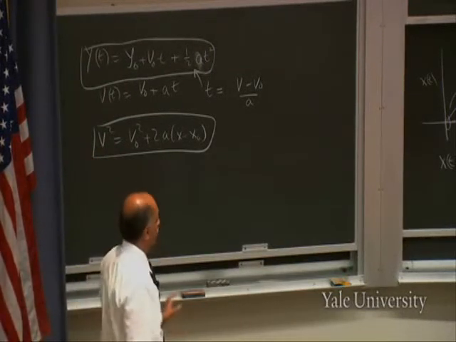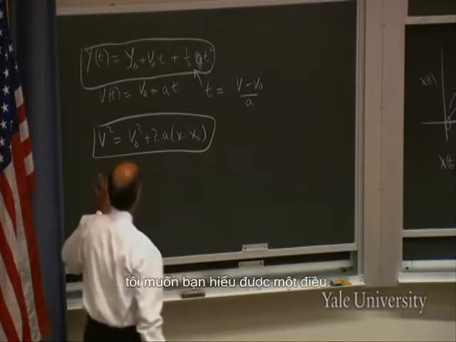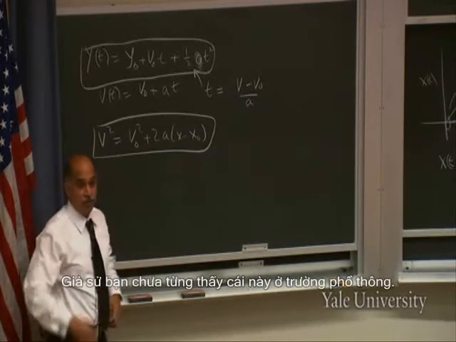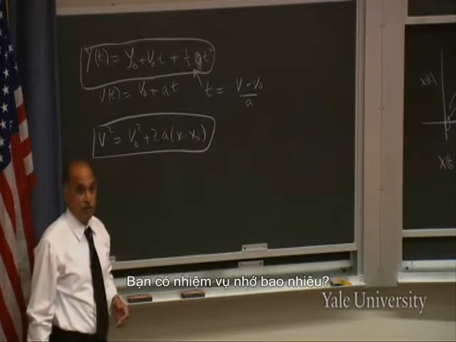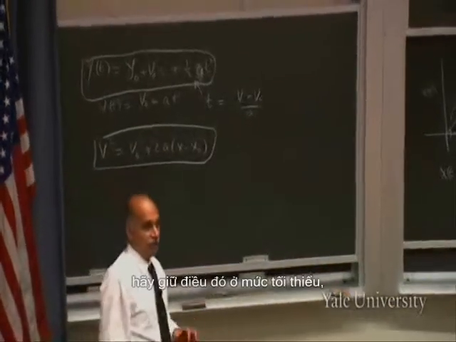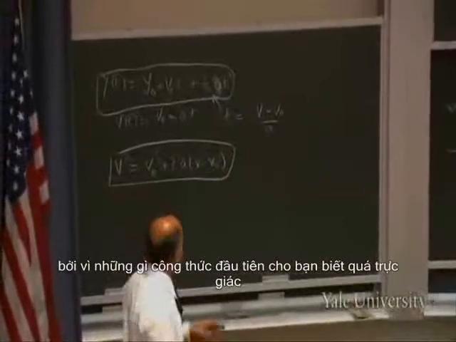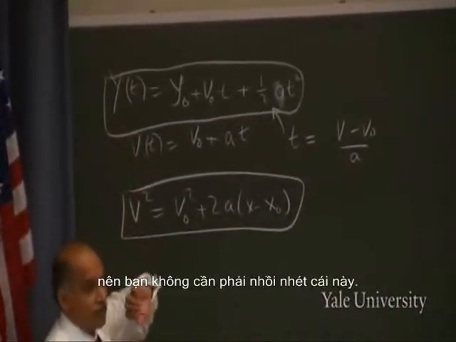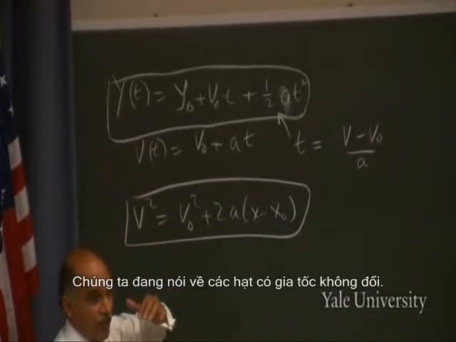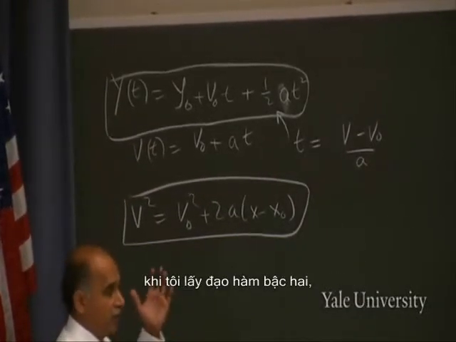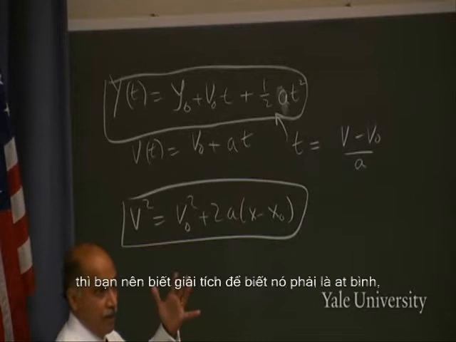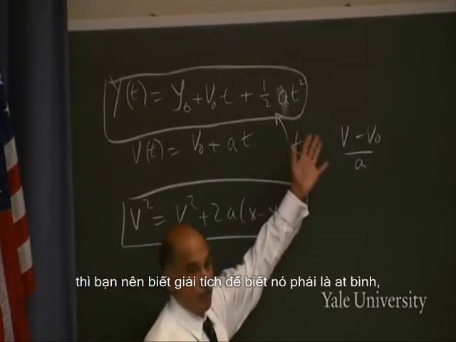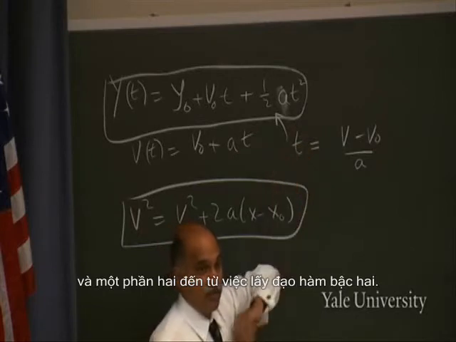I claim now, remember, I want you to understand one thing. How much of this should you memorize? Suppose you've never seen this in high school. How much are you supposed to memorize? I would say keep that to a minimum. Because what the first formula tells you should be so intuitive that you don't have to cram this. We're talking about particles of constant acceleration. That means when I take two derivatives, I want to get a. Then you should know enough calculus to know it has to be something like a t squared. And the half comes from taking two derivatives.